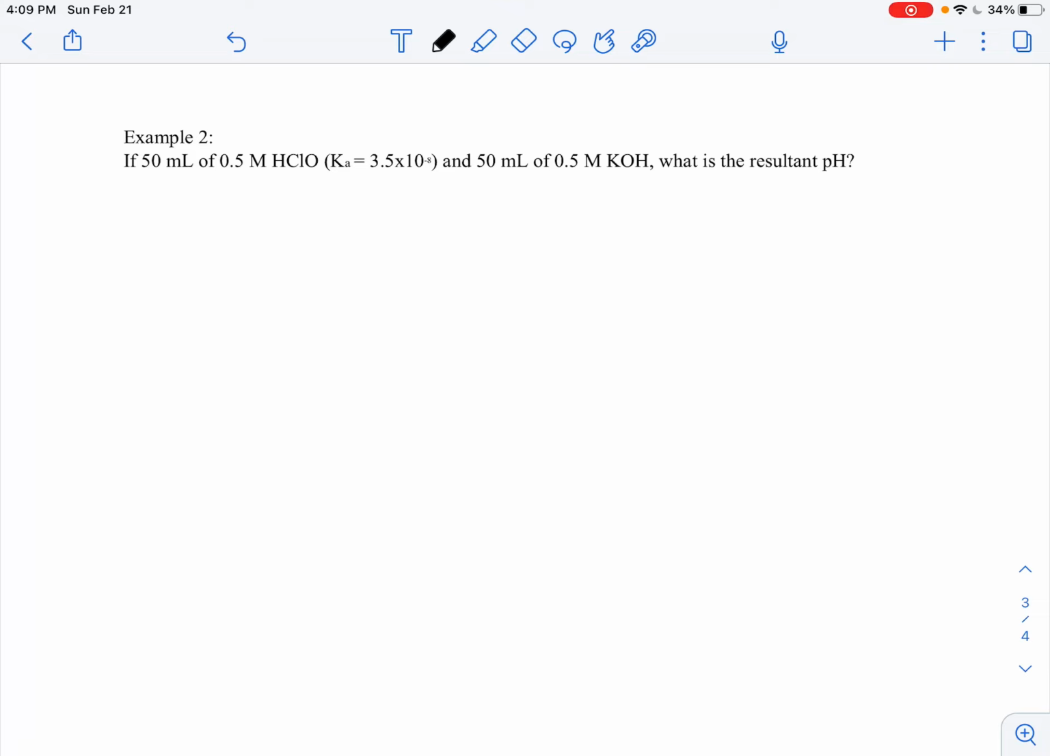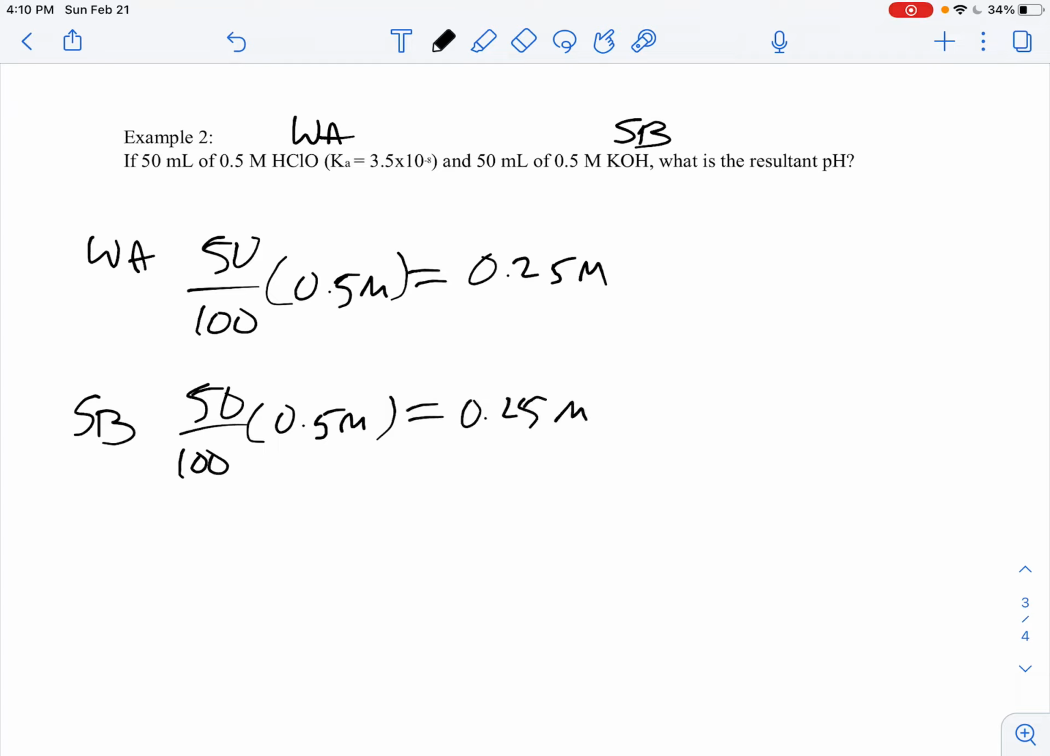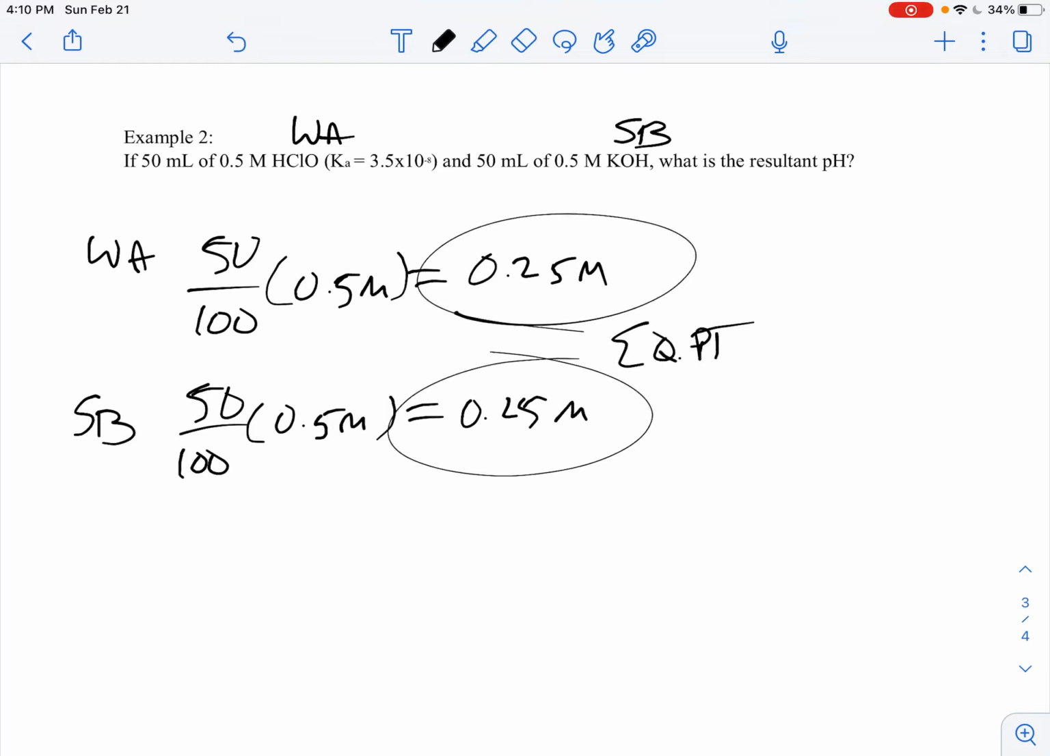So first of all, I have got myself a weak acid here, and then I've got a strong base here. Now my weak acid, what I've got is 50/100ths of 0.5 molarity, so that's obviously going to be 0.25 molarity. And for my strong base, I've got, again, 50/100ths of 0.5 molarity, and that is going to be equal to, again, 0.25 molarity. So I am at the equivalence point, and I know I'm at the equivalence point because I have the same amount of acid and the same amount of base that are here, and so I have reached the equivalence point.